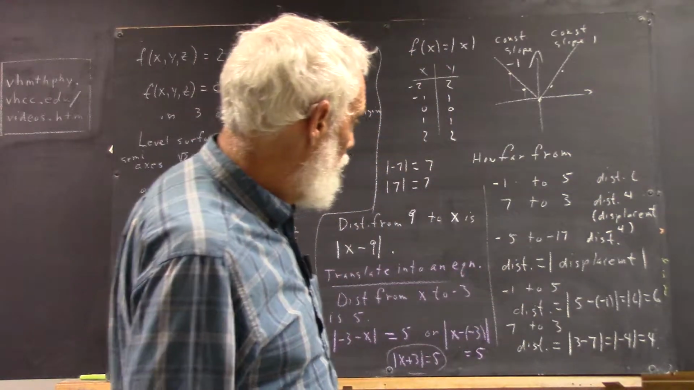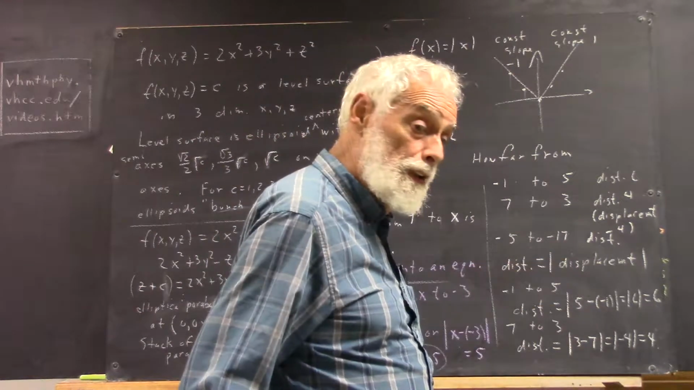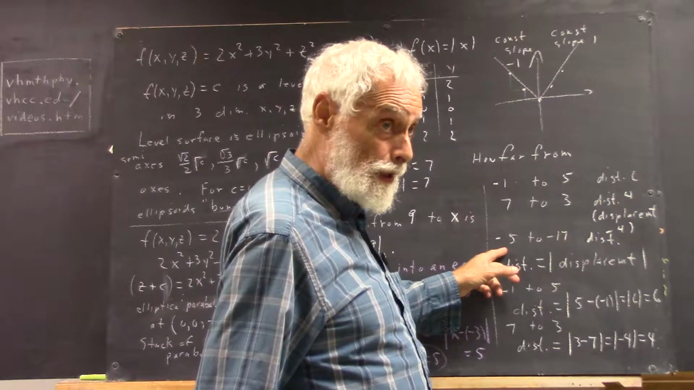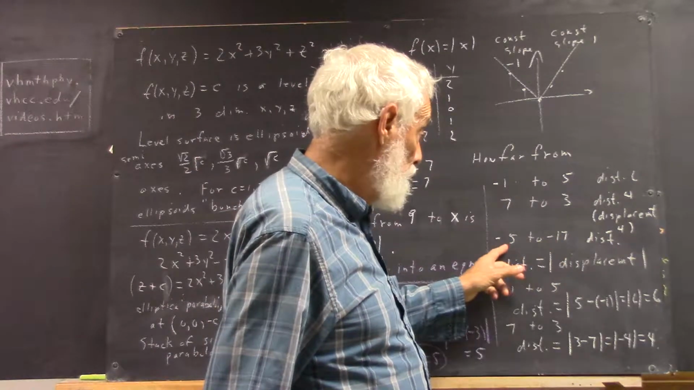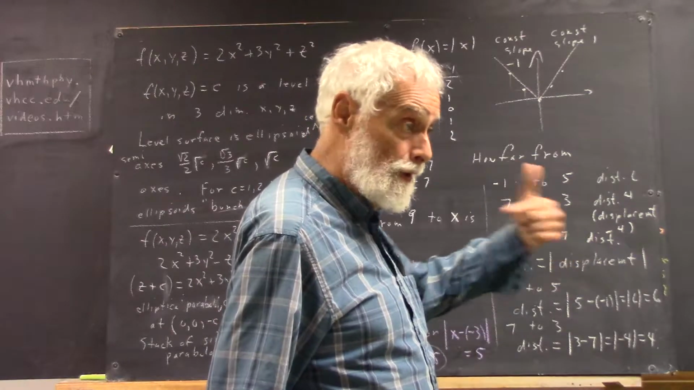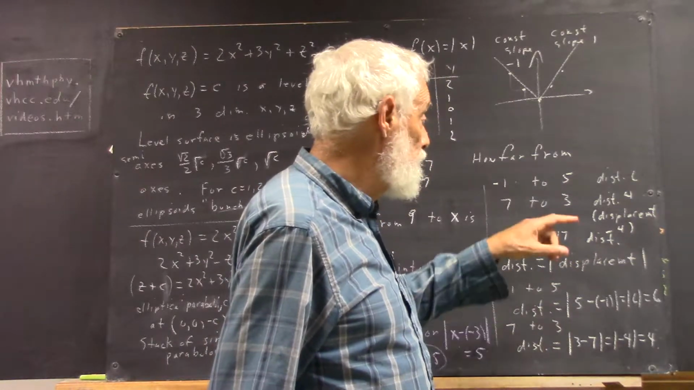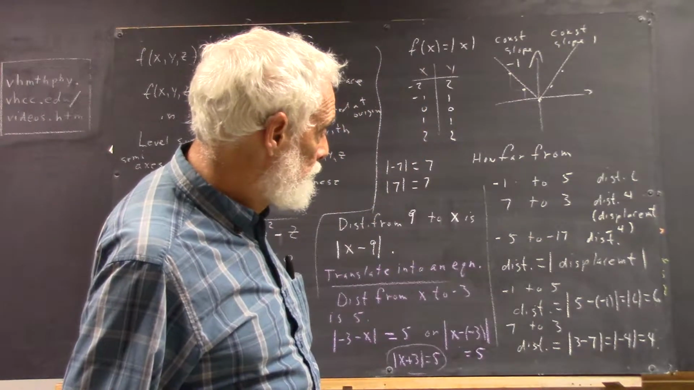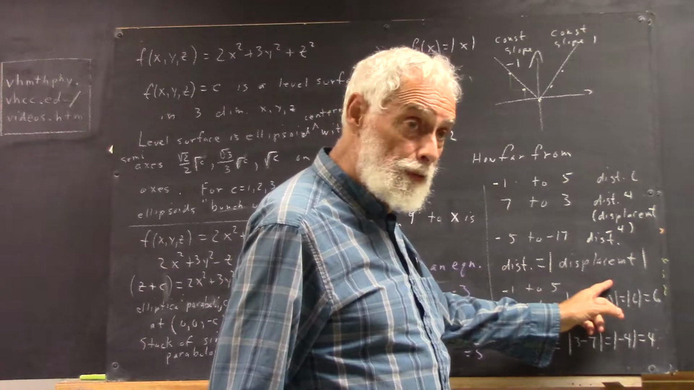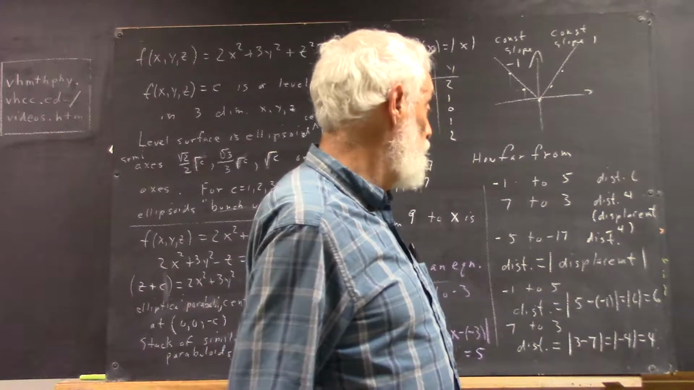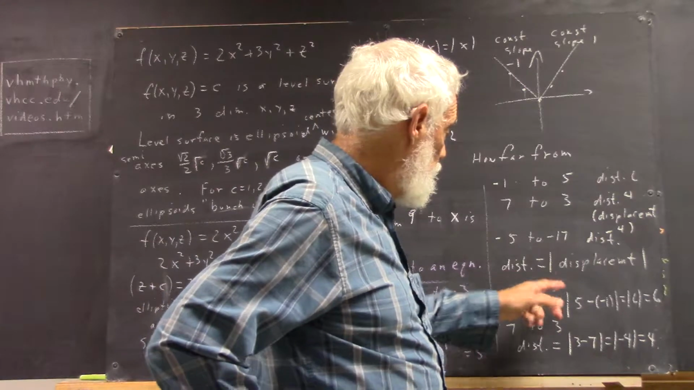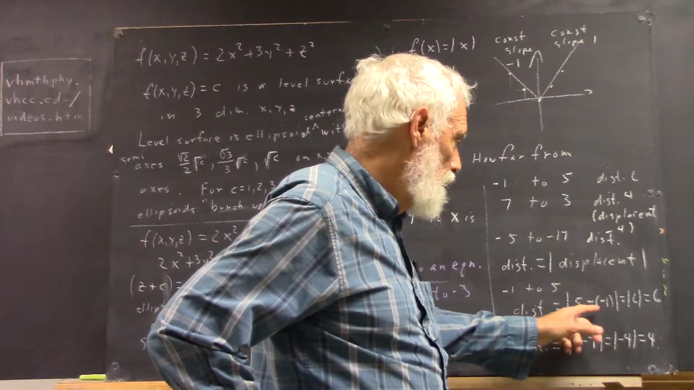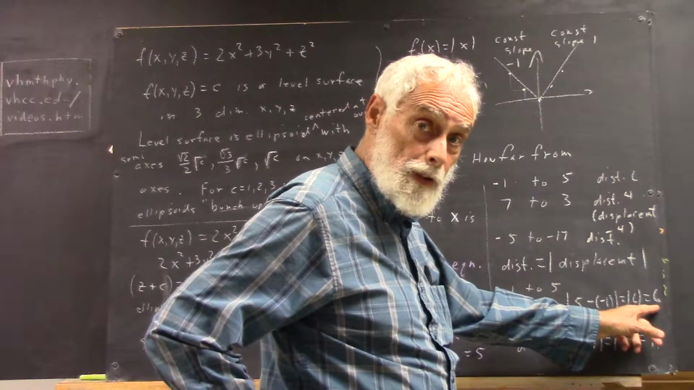Okay? And then from -5 to -17, well, if you do -17 minus -5, you get -12. That would be the displacement from -5 to -17 because you're going in the negative direction. But the distance is 12, the absolute value of the displacement. So we can say distance is the magnitude or the absolute value of the displacement. So from -1 to 5, the distance is the absolute value of 5 minus -1, and 5 minus -1 is clearly 6, and the absolute value of 6 is 6.